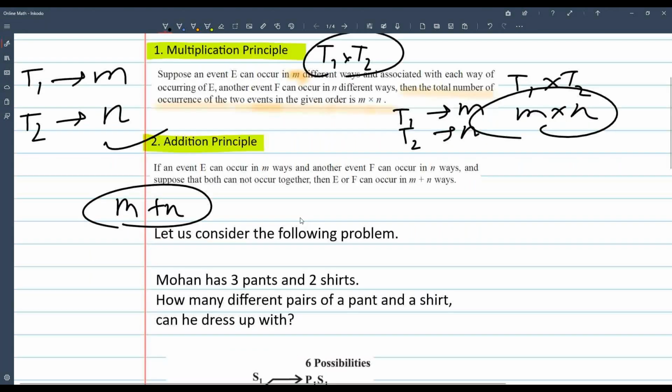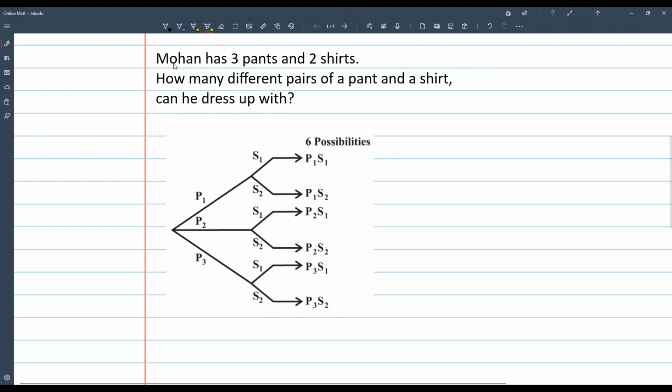Now let us consider some examples. Mohan has 3 pants and 2 shirts. It's a basic illustration of the fundamental principle of counting. The question is, in how many different pairs of pant and shirt can he be dressed up? So Mohan has 2 tasks. One task is wearing pants, which can be done in 3 ways, and wearing a shirt, which can be done in 2 ways. So he can do both the tasks together in 6 ways. Or I can say he can dress up in 6 ways.